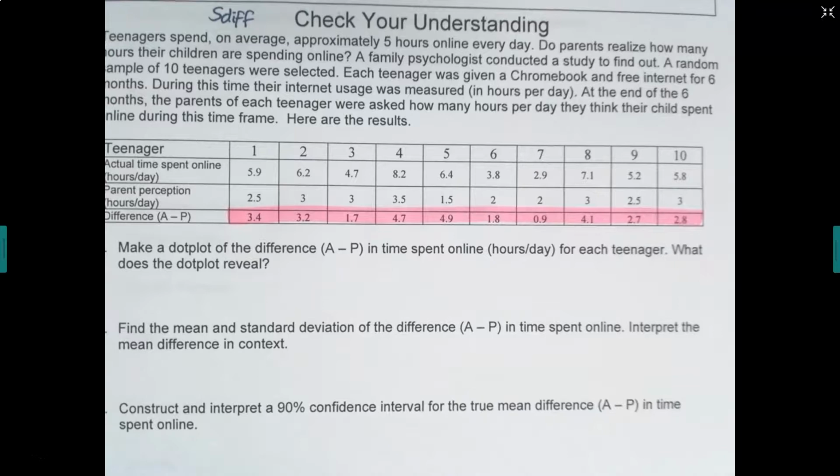And then answer questions A and B, and part C is a 4-step process. Check the answer key when you're done. Let me know if you have questions. See you in class.